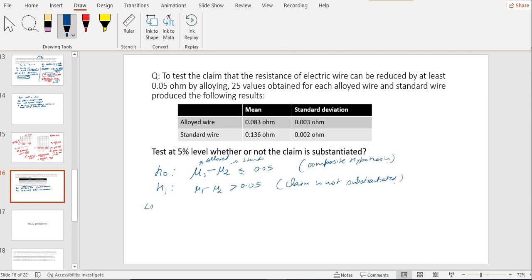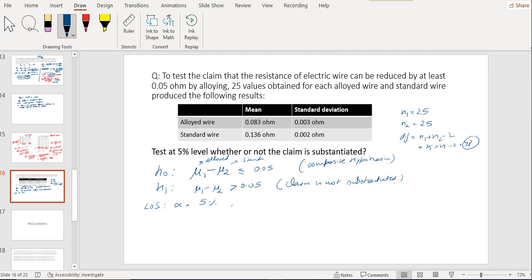The level of significance is given here, alpha as 5%, and the sample sizes are both given as 25. So n1 is 25, n2 is also 25. The degree of freedom will be n1 plus n2 minus 2, so 25 plus 25 minus 2 is 48. Now you can see it exceeds 30. When the sample size is greater than 30 or the degrees of freedom are more than 30, the t distribution tends to the normal distribution.